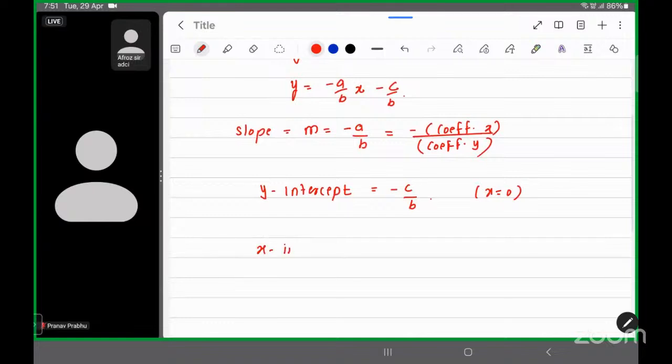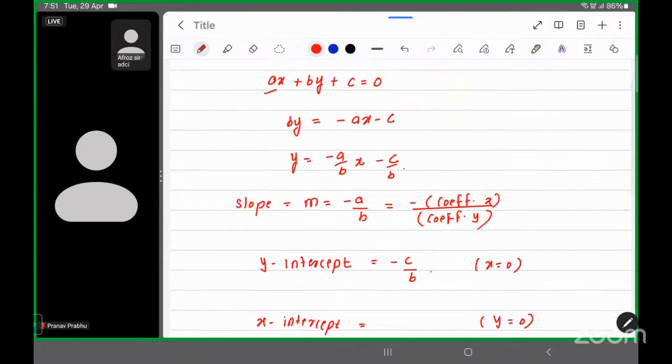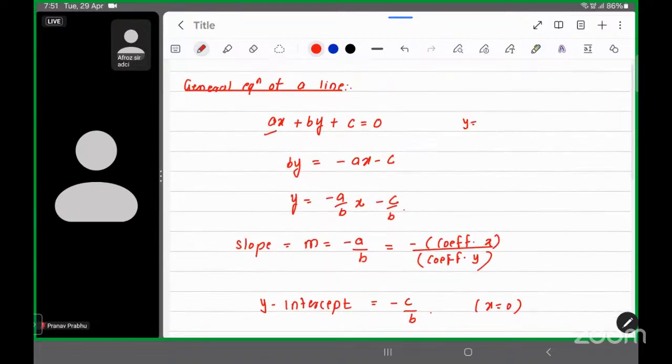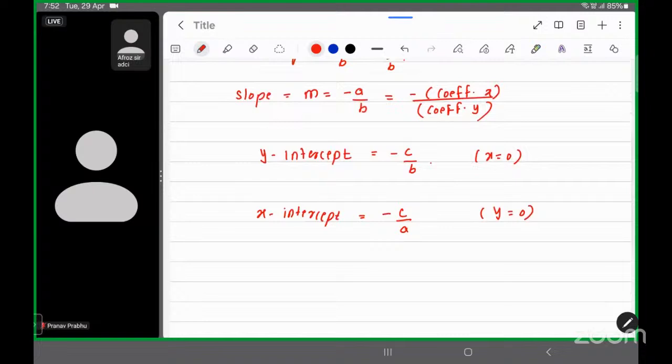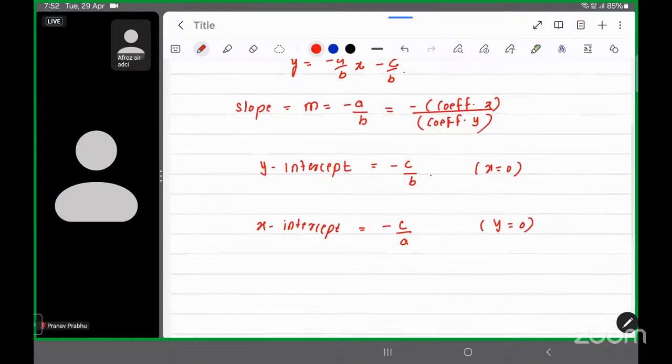If I want the x-intercept, what should we do then? What will we do, children, tell me? We put y equal to 0. If I put y equal to 0 in this, what equation will I get? ax plus c equals 0, which means x equals minus c upon a. So the answer is minus c upon a. Correct? For the x-intercept, we put y equal to 0, and we get the x-intercept as minus c upon a.